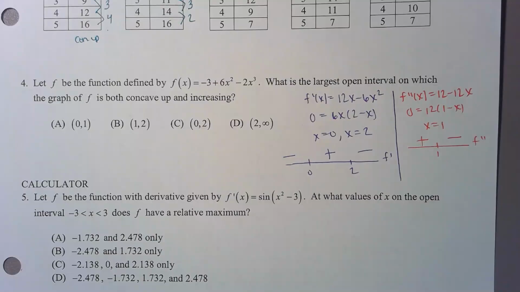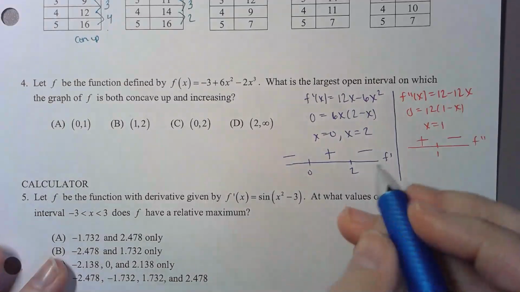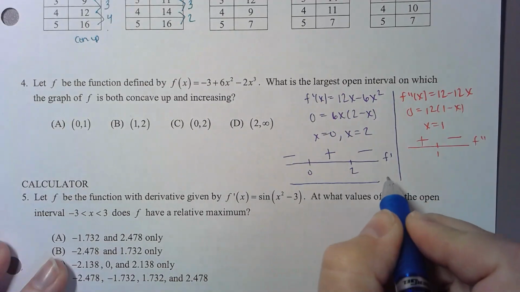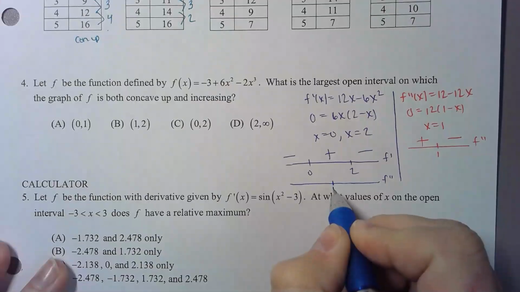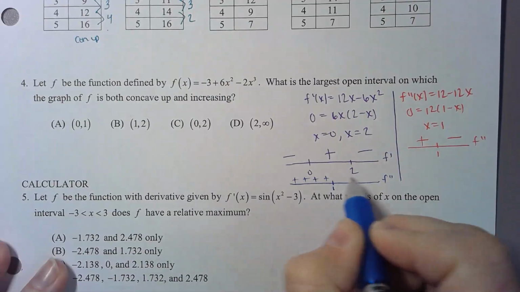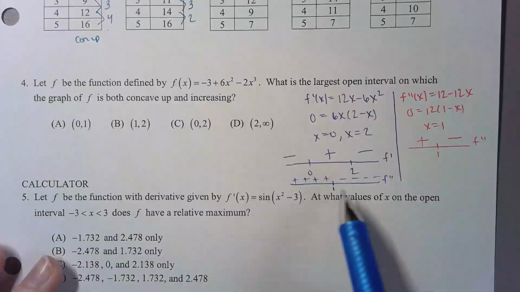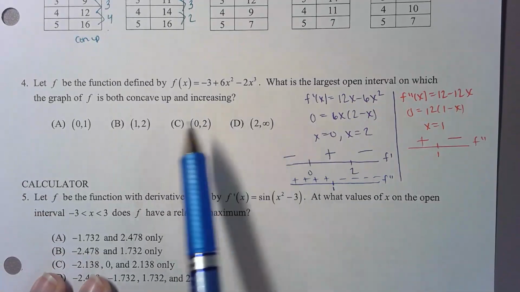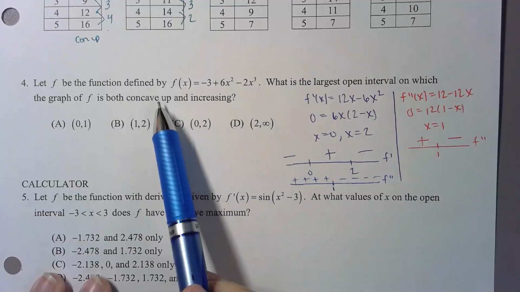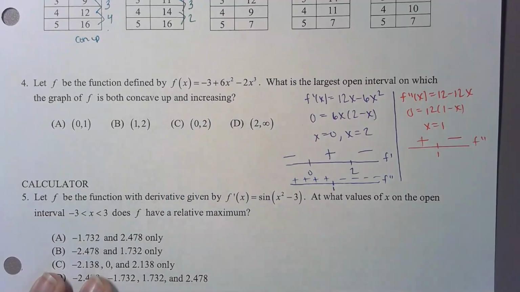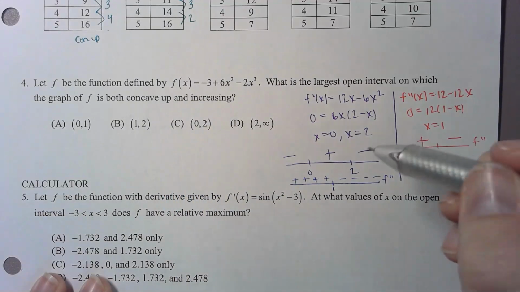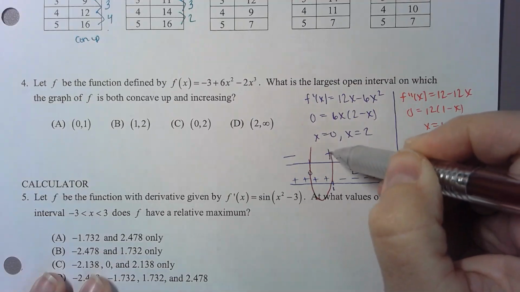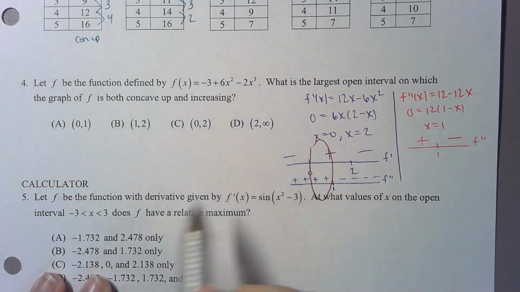So let's stack these sign charts. Actually, I'll just stack this orange one down here. So here's my 1, and it's positive, positive, positive, negative, negative. I just did a lot of signs. I want to know when my graph is concave up and increasing, so I'm looking for positives on both. And really, that just happens from 0 to 1.